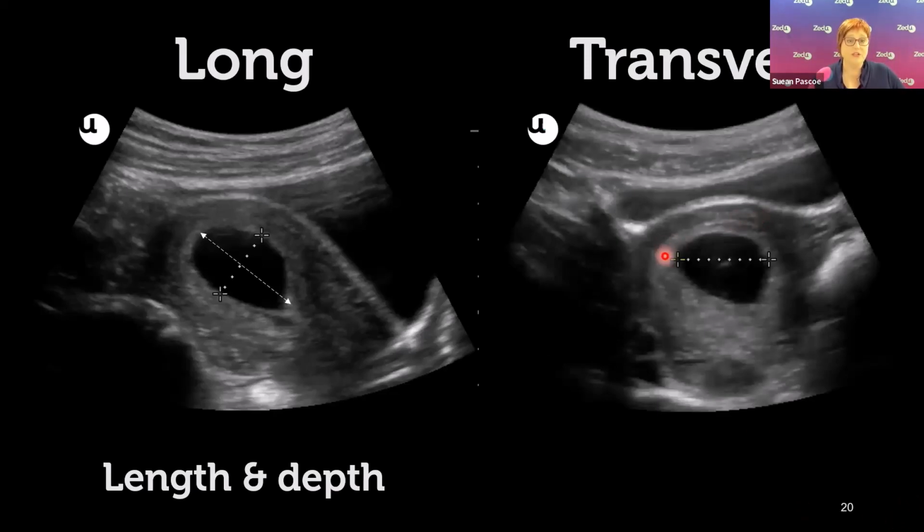Now, it's possible that you do the width and the depth here, in which case you would only do the length in the long. We don't want to measure the depth in both planes, because the depth is the depth no matter which way you're holding your probe. So we need to make sure that we have 3 orthogonal measurements to get a mean sac diameter. When the embryo is visible, we don't have to worry about it at all because we'll measure the crown rump length.